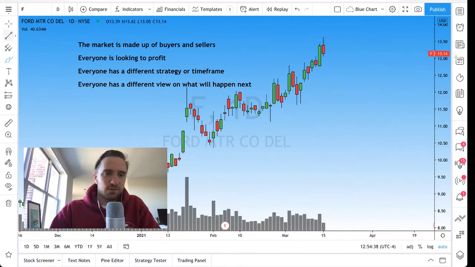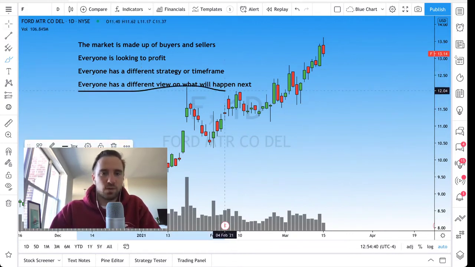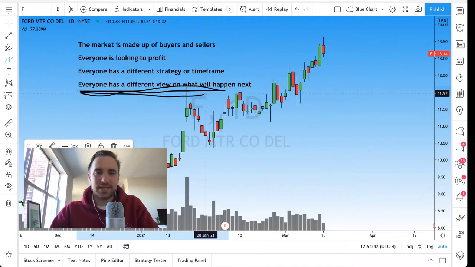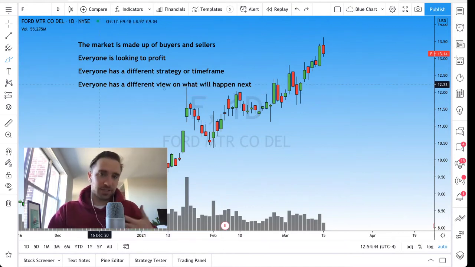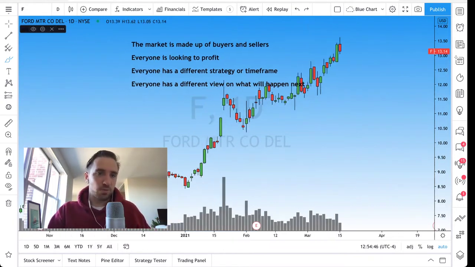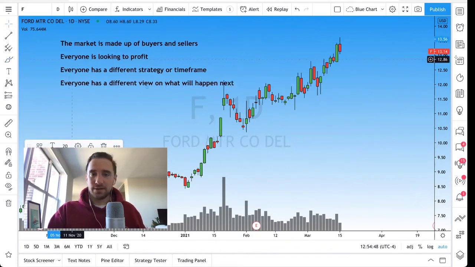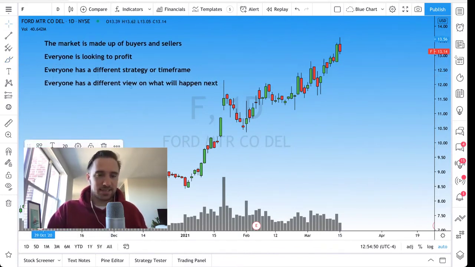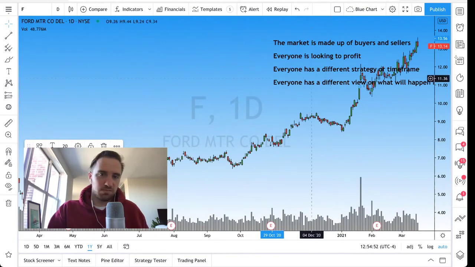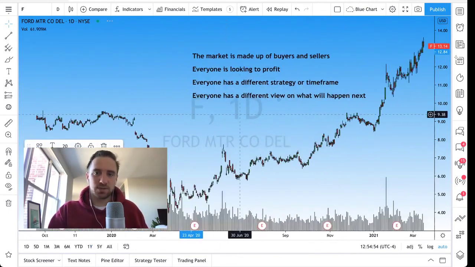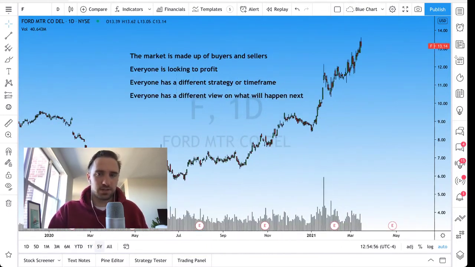And then, of course, a fourth one is everyone has a different view on what will happen next. Well, what the heck does that mean? I personally, when I see this chart of Ford and what I know about Ford, I think Ford is a great company, and I could really see it possibly continuing to rise for a few more years.